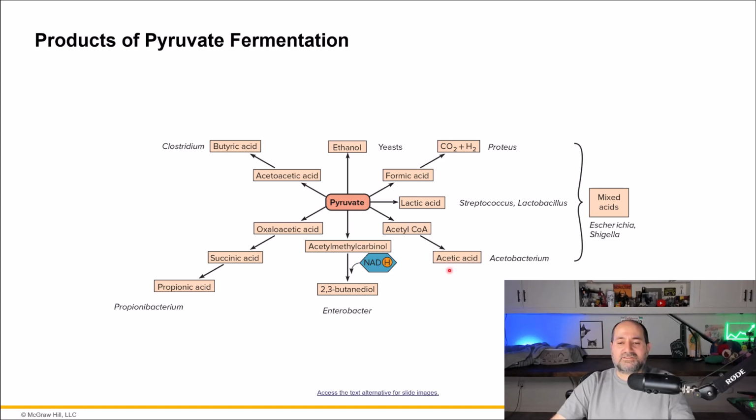If we want acetic acid, we can use these bacteria and starve them of oxygen. If we want formic acid, we can use Proteus and starve them of oxygen. If we want ethanol, that's what we do when you make wine or beer or alcohol. That's exactly what we do.